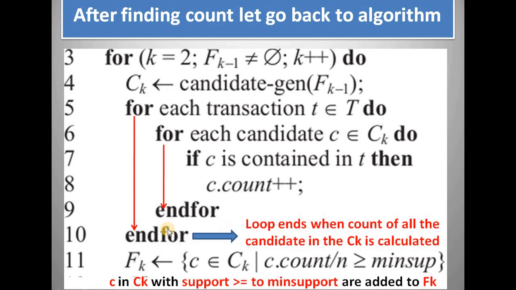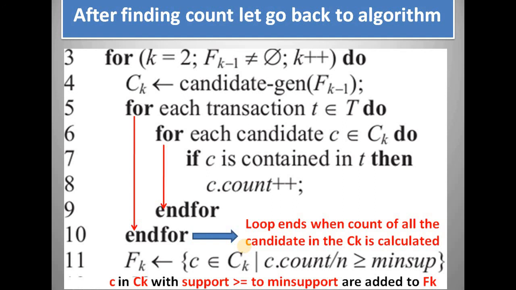Now what is the next step? For FK, I will check whether the candidate's C dot count by n is greater than or equal to the minimum support. If so, I would add it to FK. Clear? So that's it. I will explain it again.